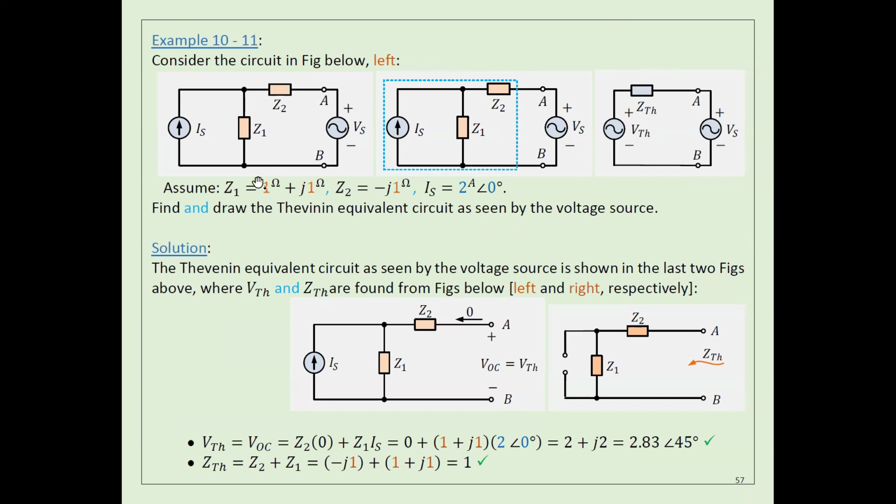Here you can see Z1 is actually 1 plus j, so this one is a resistance plus an inductor. This one here is negative j1. Negative j1 means this one is actually a capacitor.